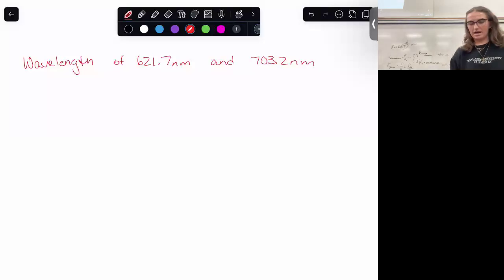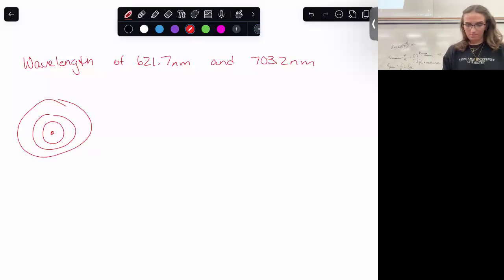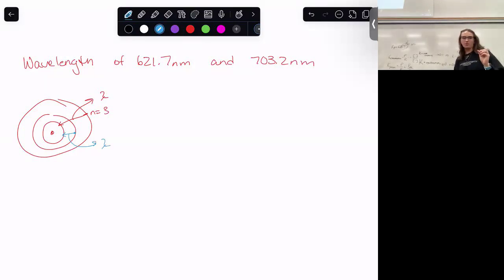And we're saying that in an atom, when we go from n equals 3 to n equals 1, we get one wavelength. And as we go from n equals 2 to n equals 1, we get another wavelength. One's red, one's blue. If we were comparing the n equals 3 to n equals 1 transition to n equals 2 to n equals 1, which one has a greater energy difference?